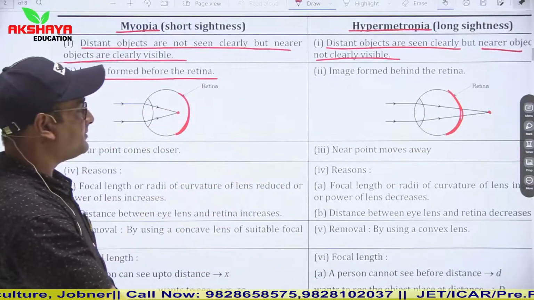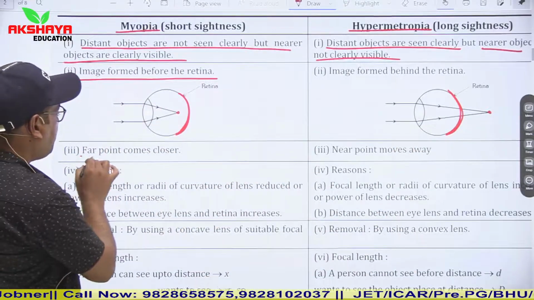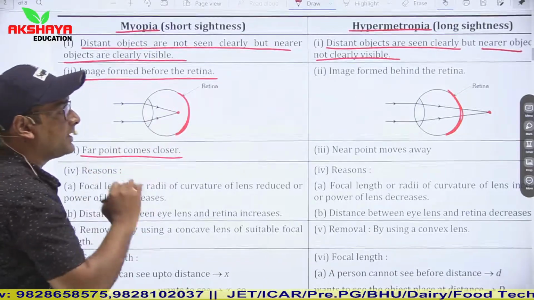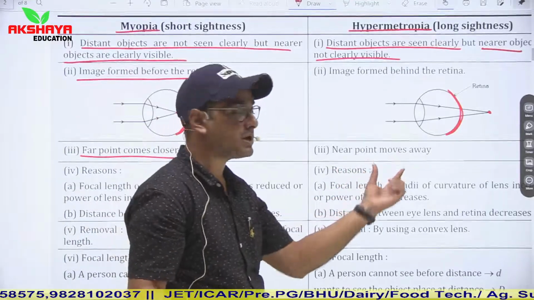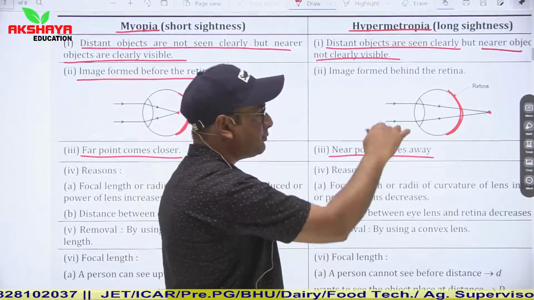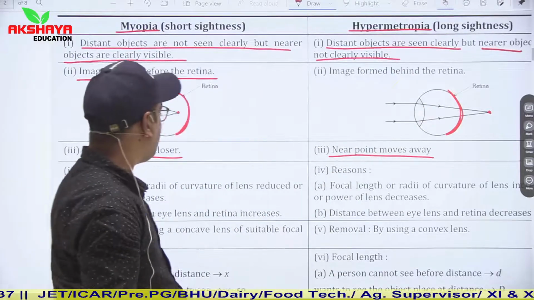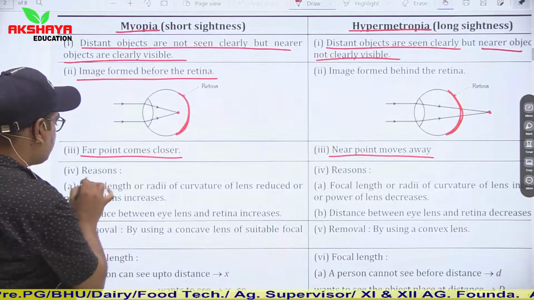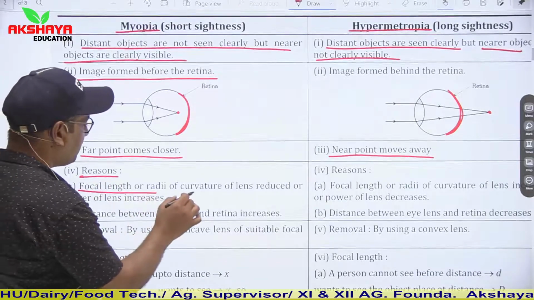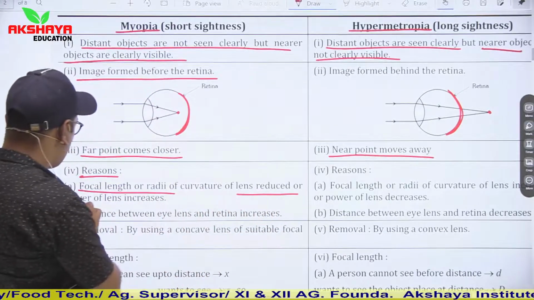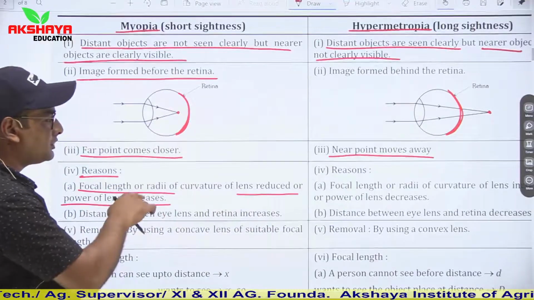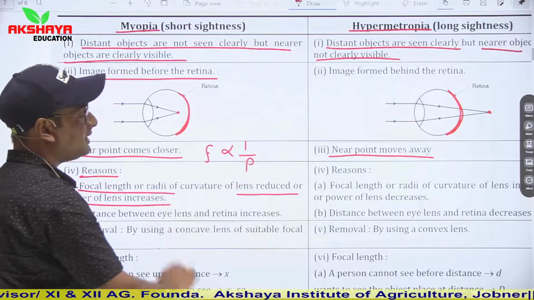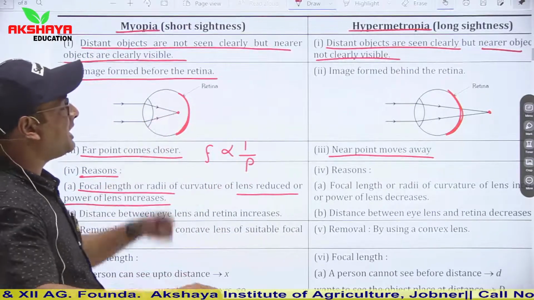So what is the correction? In case of myopia, the far point comes closer, and in hypermetropia the near point moves away. It moves away from the retina, and here it comes before the retina. So what is the reason? The focal length or radius of curvature of the lens is reduced, or the power of the lens increases. So here f decreases or power increases. In that situation myopia occurs.